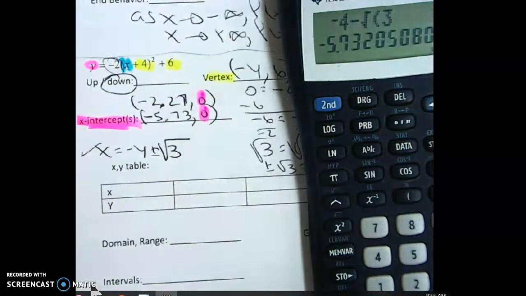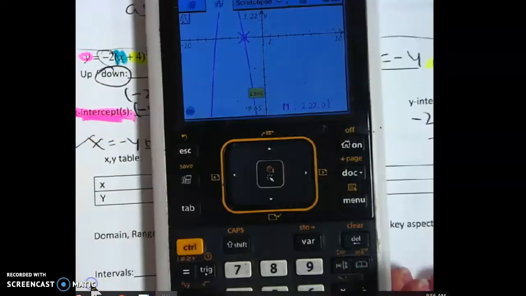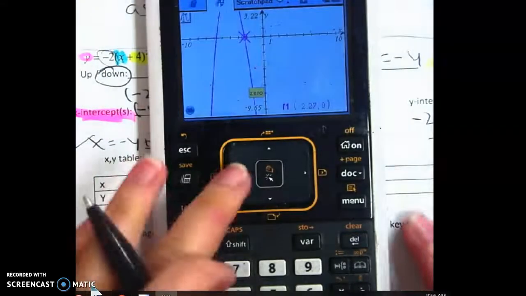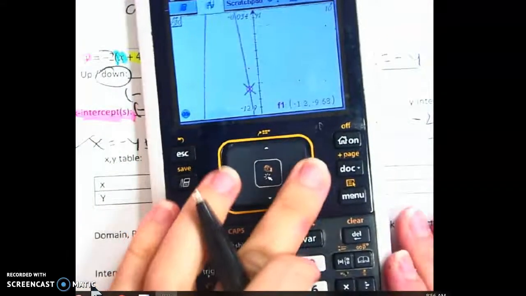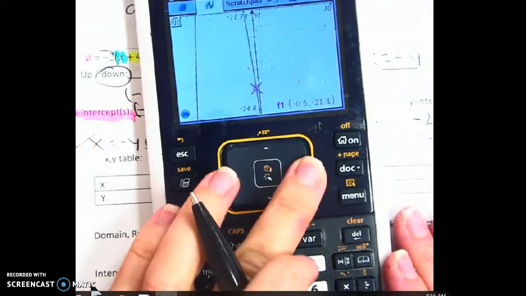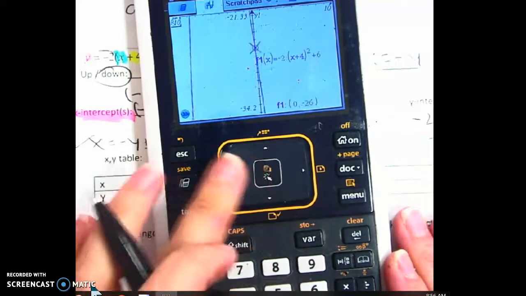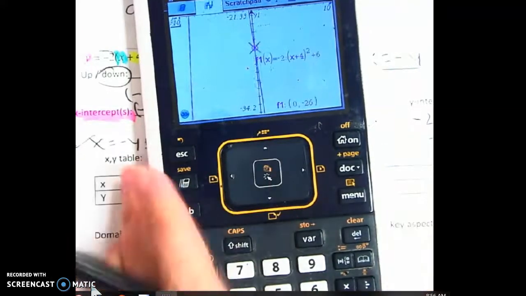All right, so before I even do anything, I'm going to pause it and graph it on the calculator to make sure I'm good. So if you look, there's my (-2.27, 0). I can go down here to check my y-intercept. It's kind of far down there, isn't it? Oh, I went too far. -26, that's what I got, so I'm good to go.